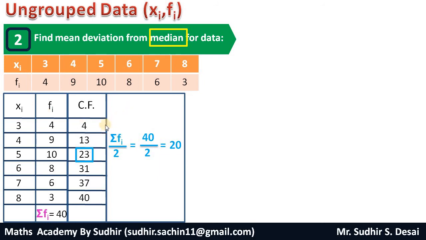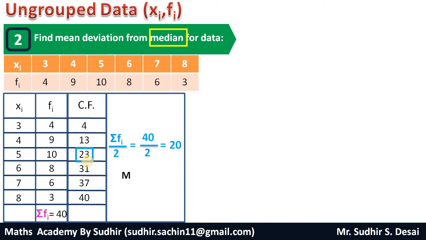Find summation fi by 2, which is 20. Observe whether that 20 is present in CF. If it is, then highlight that value. If 20 is not present, then take the next closest value to 20. Now in this case, what is the next closest value to 20? It is 23. So highlight that 23. Now using this 23, I am going to find the value of median M.